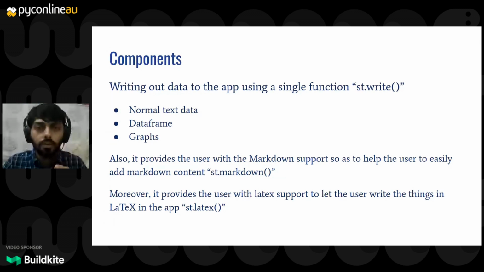Moreover, if you have used Jupyter Notebook, you would have worked with Markdown, and you can use that here as well, as Streamlit provides the functionality for that by calling the function st.markdown. Moreover, if the researcher would like to present some mathematical equation or anything else in LaTeX form, Streamlit provides the functionality for that as well. You can call the function st.latex to write LaTeX.